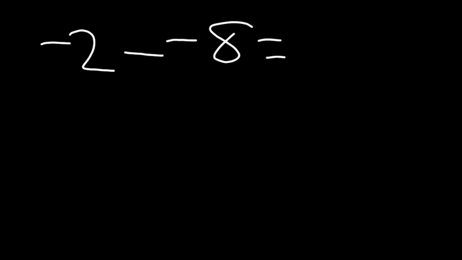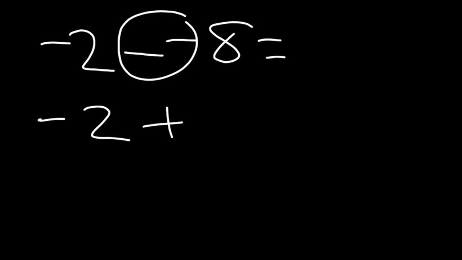So, whenever you see two minus signs in the middle, what do you change to? A plus sign. Negative 2 plus 8. Then you go back to the adding rules and you say, oh, there are more positives. The answer is going to be positive. 8 minus 2 is 6. That's the answer.